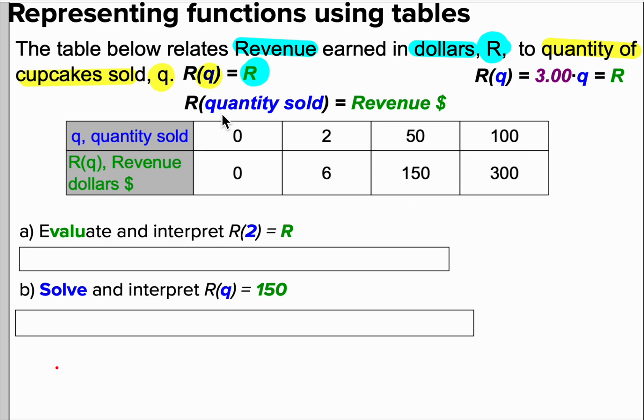And so if we wanted to write that in words, we could say Q represents the quantity of items sold and revenue is in dollars. So I can say R of quantity sold is equal to revenue in dollars.